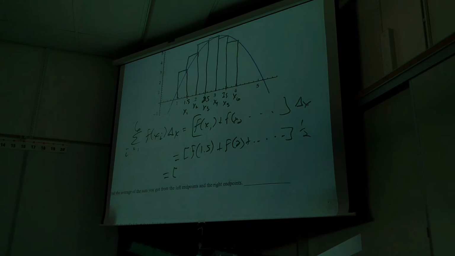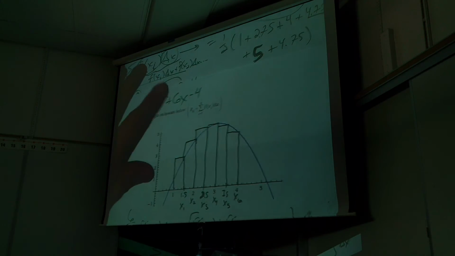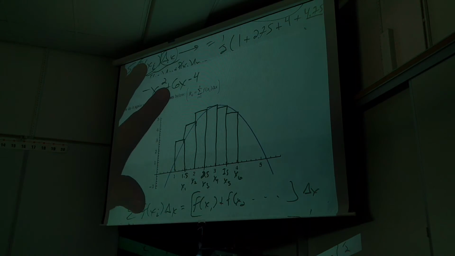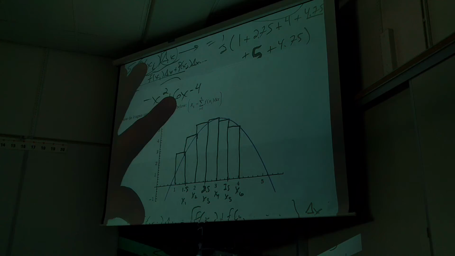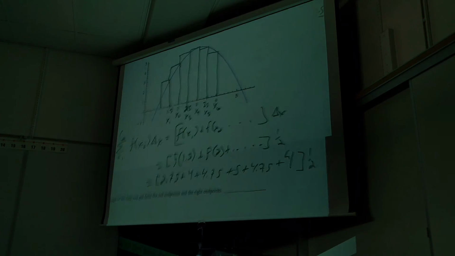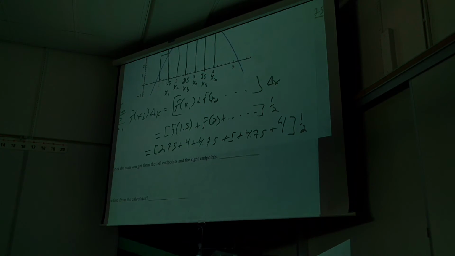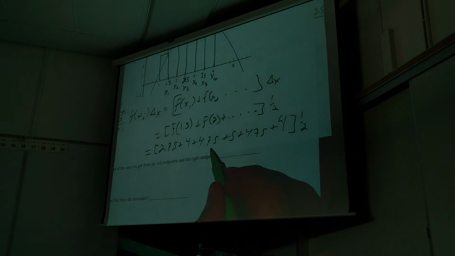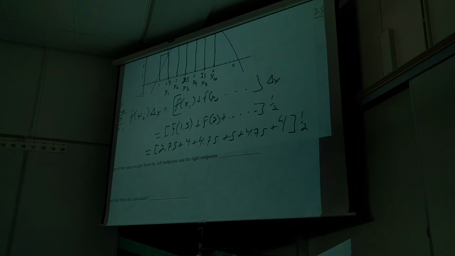So we've already got some of these values from before. We got 2.75, 4, 4.75, 5, 4.75, and then probably 4. If you plug all that in the calculator, has anybody got that yet? 12.625. Anybody else want to verify?